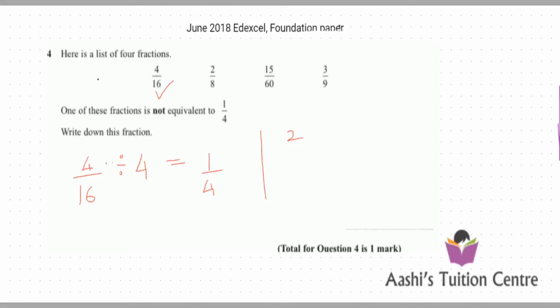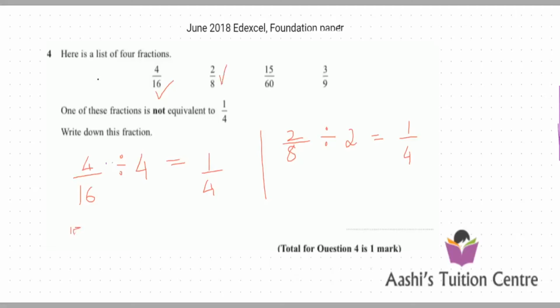2 over 8. I do know that 2 times 1 is 2, 2 times 4 is 8. So both can be divided by 2 each. And that gives me 2 divided by 2 is 1, 8 divided by 2 is 4. So that is equivalent as well. Next one I'll do it down here.